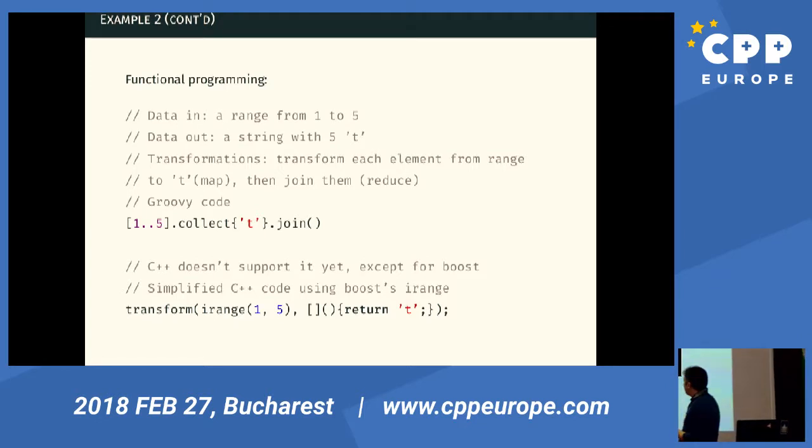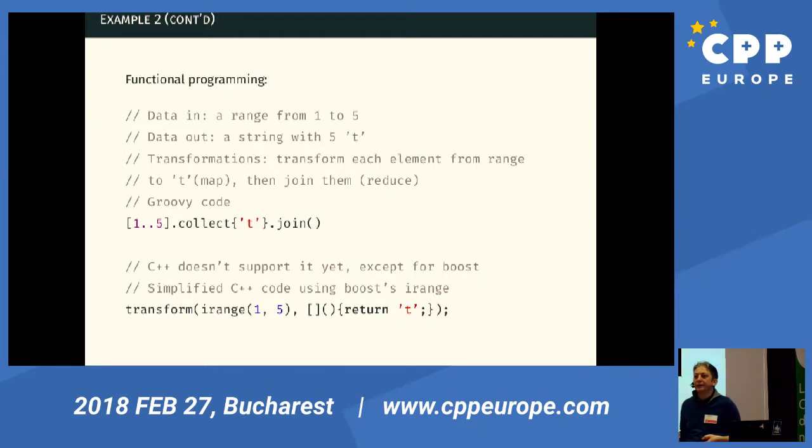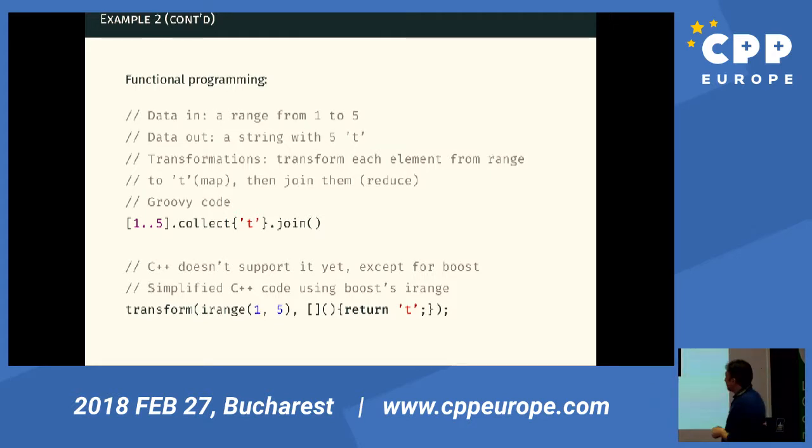And then I want to apply a transformation that says just return me a T and then create a string out of this. So we have these types of transformations, and I couldn't find the range yet. Maybe in C++, I know there's a range in Boost. So I just wrote the Groovy code that does this. And I noticed, okay, there's a Boost way of doing this, but I don't know if it will be something in the standard or not.